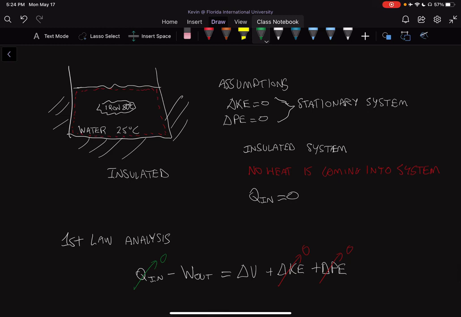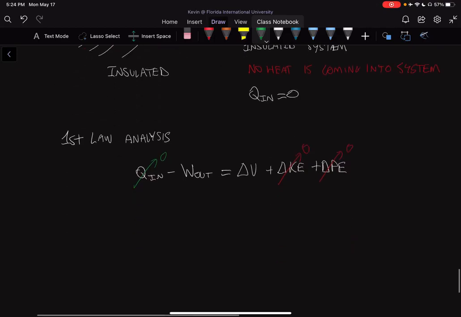The volume can't change in a tank, only in a piston cylinder device. Okay, so the volume is not going to change, and if the volume doesn't change, it means that we have no work. Nothing is moving. We can also assume this because we can assume that it's incompressible. So the liquid and the solid are incompressible. Therefore, we can say that work is equal to 0 as well. And so we're left in our equation with just our delta U alone, and delta U is equal to 0.